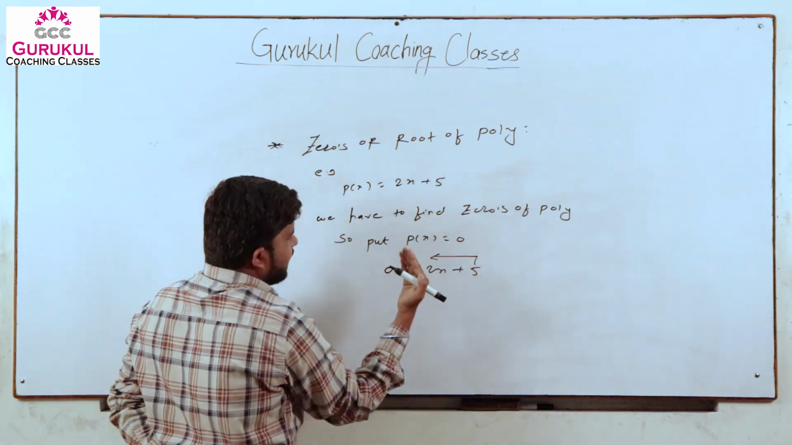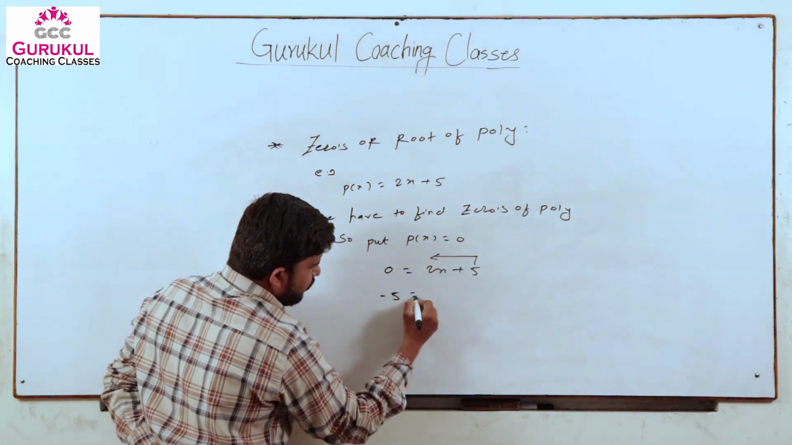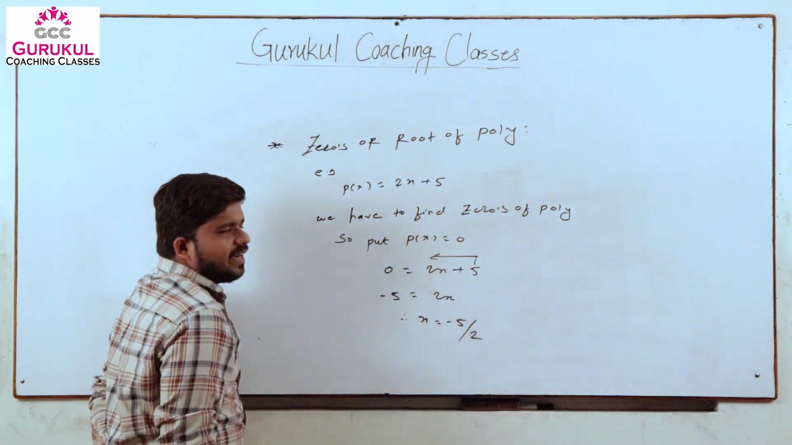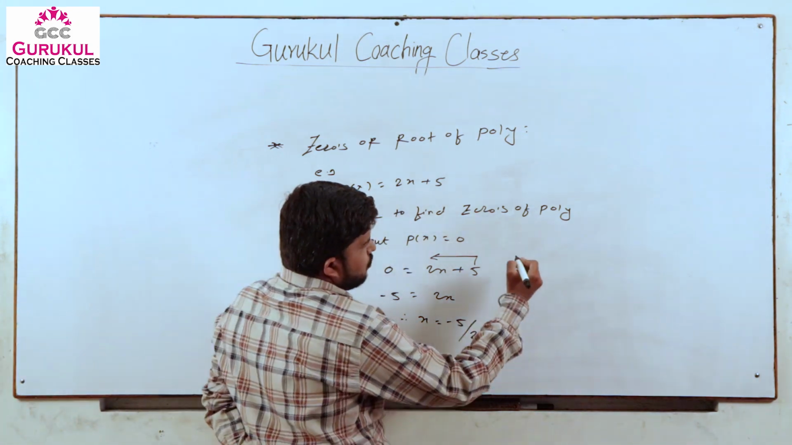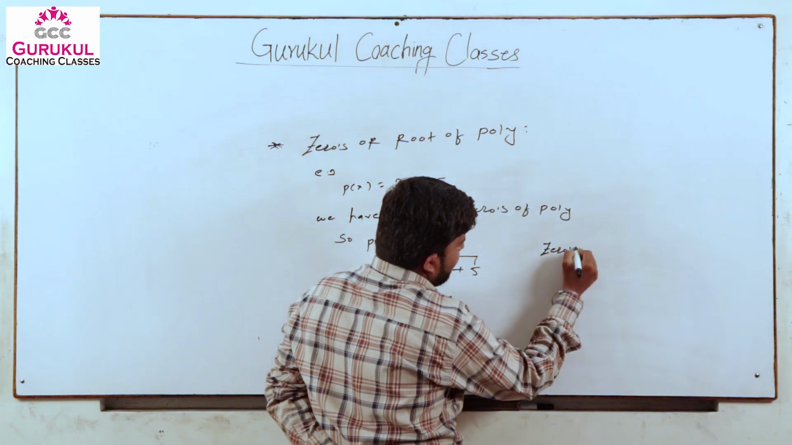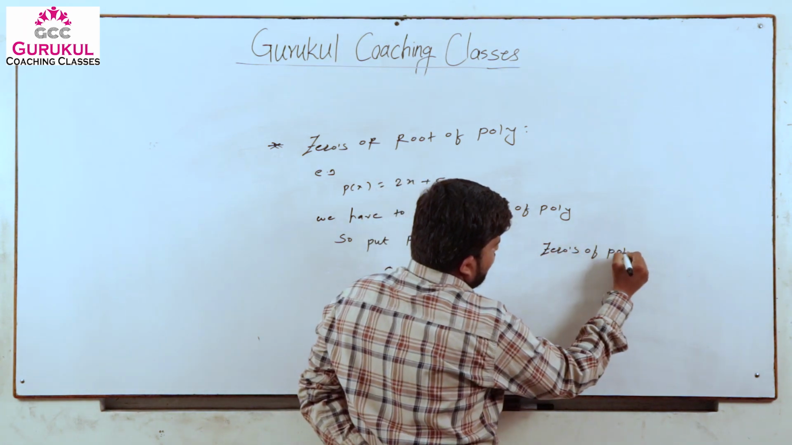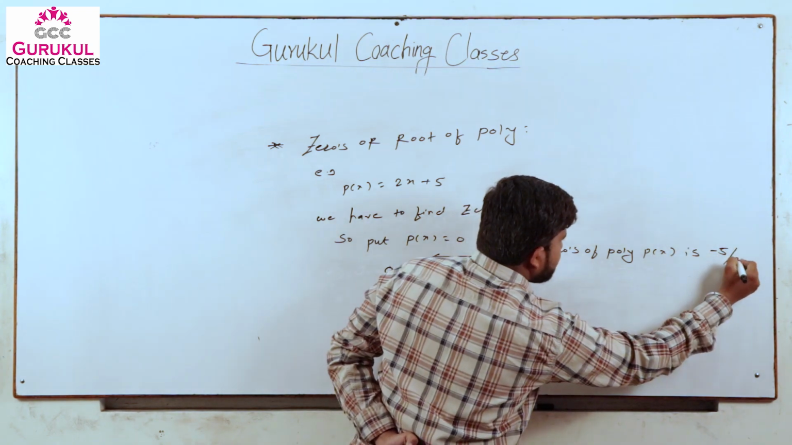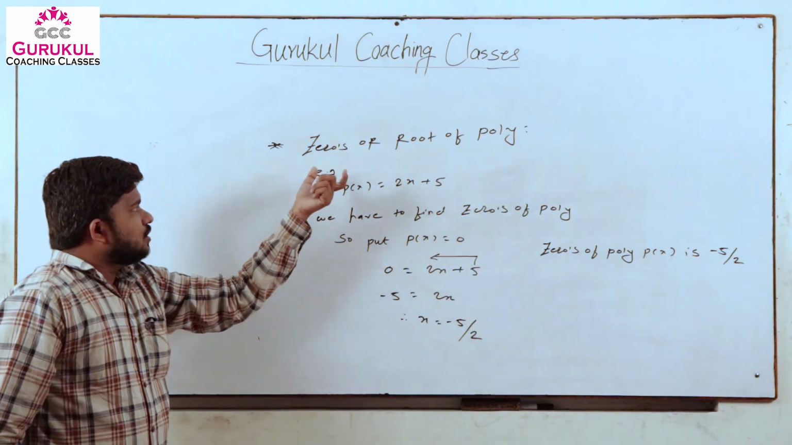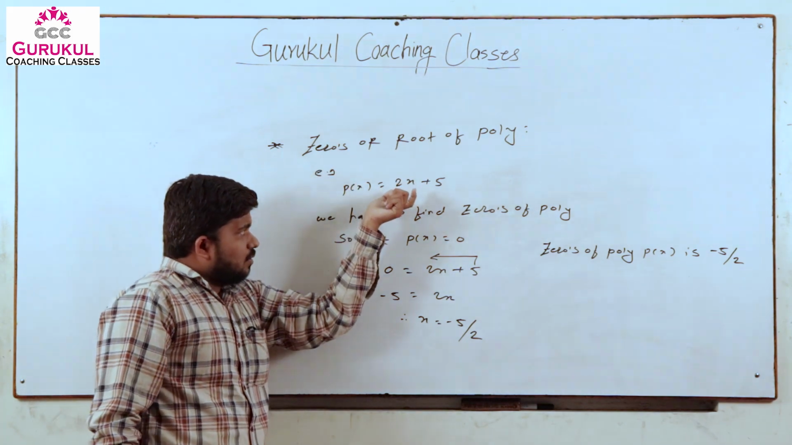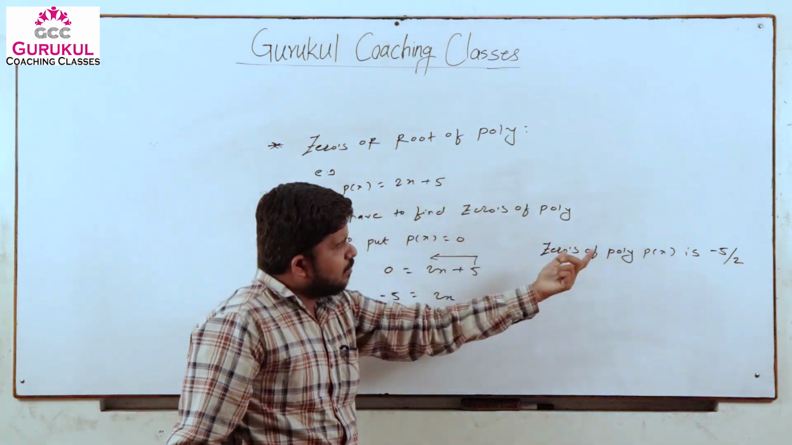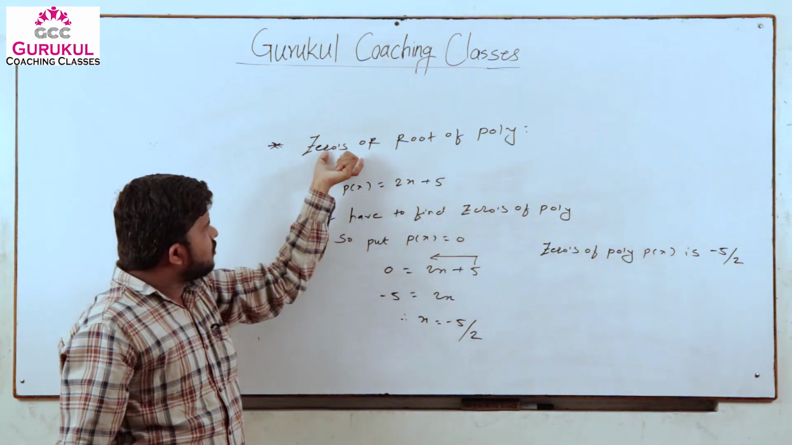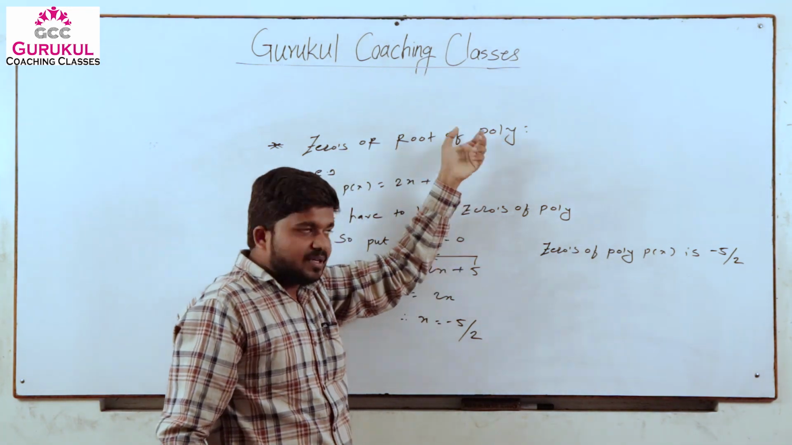5 move from right side to left side. Minus 5 is equal to 2x. Therefore x is equal to minus 5 by 2. So zero of polynomial P of x is minus 5 by 2. Zeros means nothing but, at putting value of x as minus 5 by 2, the value becomes 0. It's called zero or root of the polynomial.